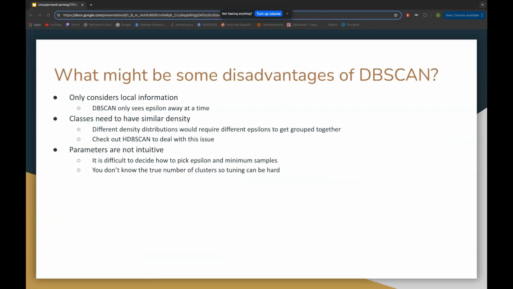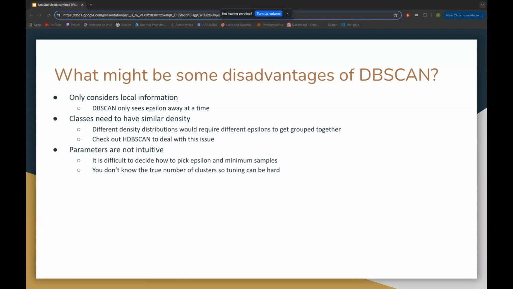Okay, so yeah, some disadvantages. Some of the ones we said here: the parameters are unintuitive. That's sort of a big one. It's very difficult to justify what you pick. And since you don't know in these scenarios what the real answer is, it's very difficult to base it off of anything.